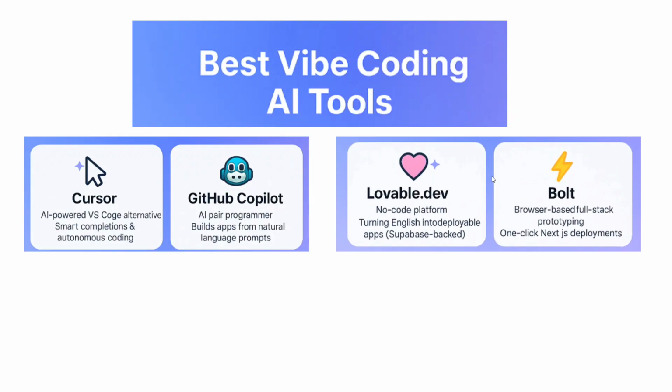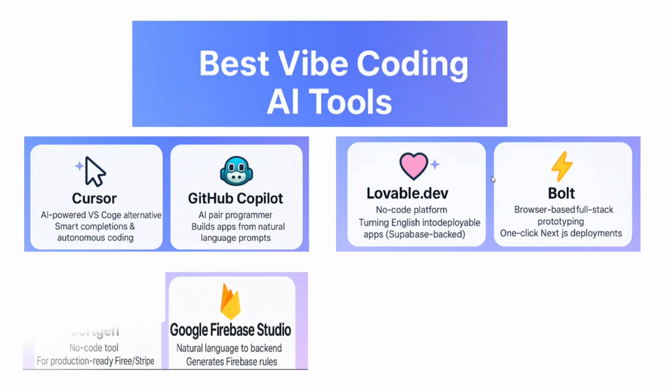The next ones are Lovable.dev and Bolt, no code platforms. I think Lovable is also quite similar to Cursor and GitHub, but basically for Supabase backend. And Bolt is a browser based full stack prototyping platform. It is not a software, it is a website where you can go, and it also helps you with quick prototyping. The next one is SoftGen, a no code tool for production ready apps with Firebase and Stripe. So basically, it is a no code tool used for production ready websites.